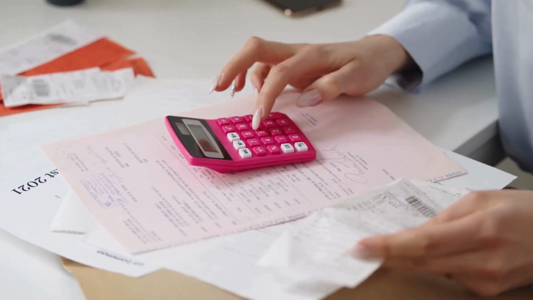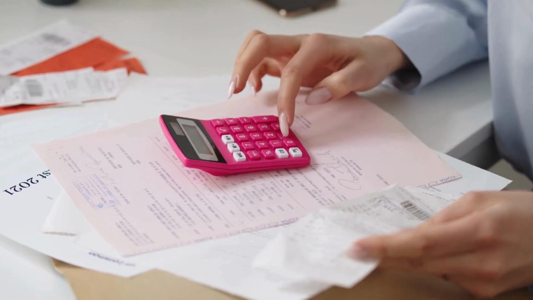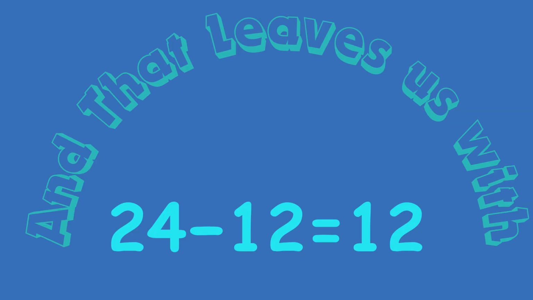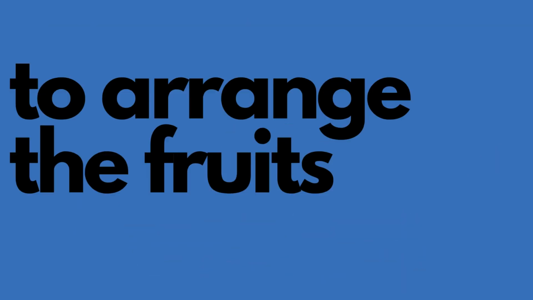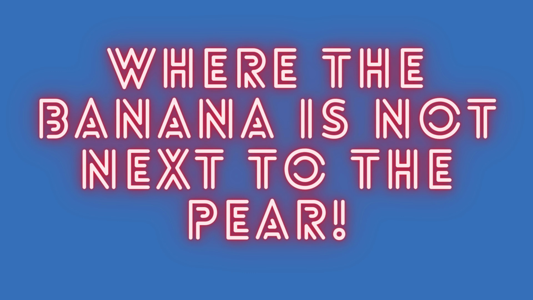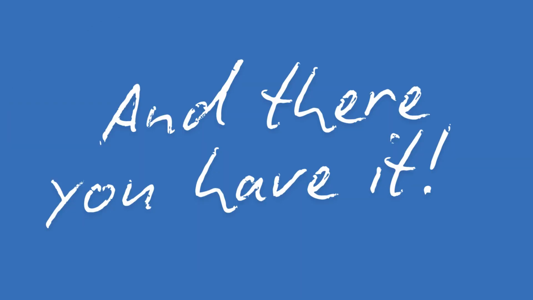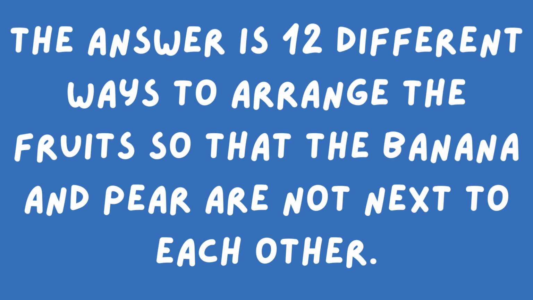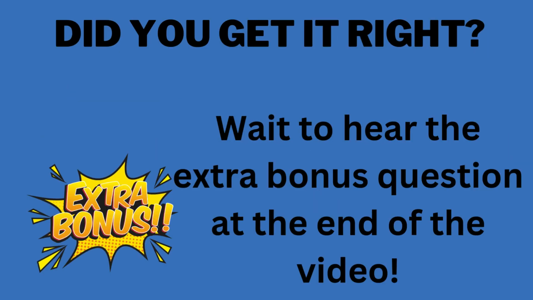Now, let's subtract those 12 arrangements from the total 24 ways we found earlier, and that leaves us with 24 minus 12 equals 12. So, there are 12 ways to arrange the fruits where the banana is not next to the pear. And there you have it. The answer is 12 different ways to arrange the fruits so that the banana and pear are not next to each other. Did you get it right?